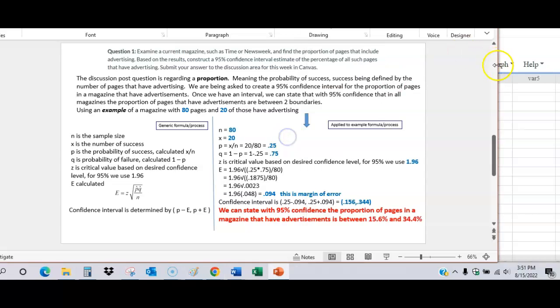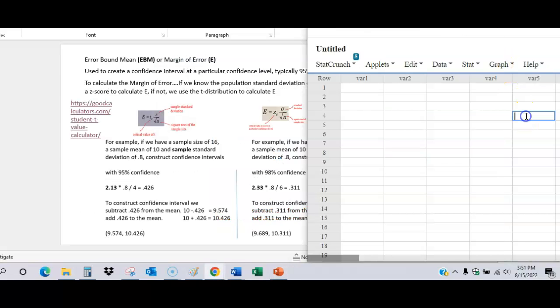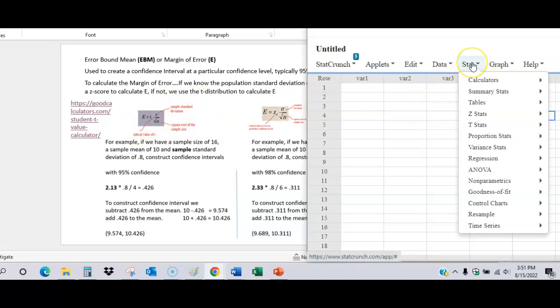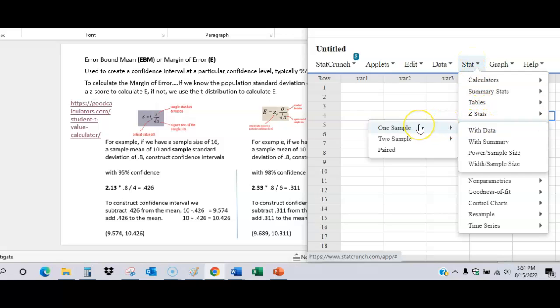So let me go back over here. Sorry for the flipping around. And first we'll do the one where we use the T critical value. So we go to Stat, right here where it says T Stats, one sample, and we're doing summary data. We don't have all our numbers and calculating means. We just have summary data.